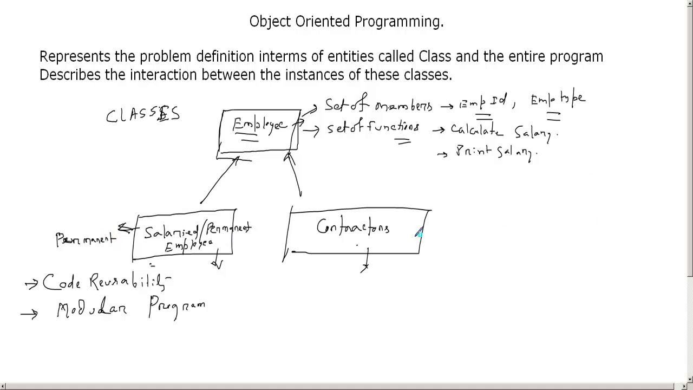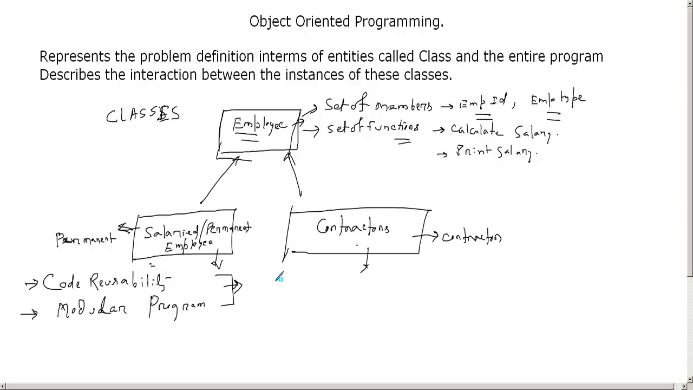Similarly for contractors the employee type will be contractor. And the calculate salary will be different for the contractor class and for the permanent employee class. So the main advantage of object oriented programming is code reusability and structured or modular programming capability. There are various advantages, but the main ones are code reusability and modular programming.